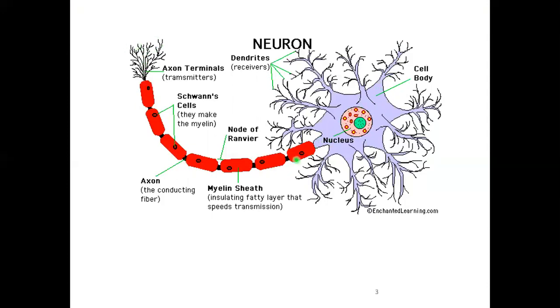Notice that this axon has Schwann cells that make up the myelin sheath. This is an insulated fatty layer that helps speed up transmission. It's an insulation, and it allows the impulse to jump from node of Ranvier to node of Ranvier to node of Ranvier. And this is fatty acids, so it's important to have your omega-3 fatty acids in your diet. That's going to help with the myelin sheath.